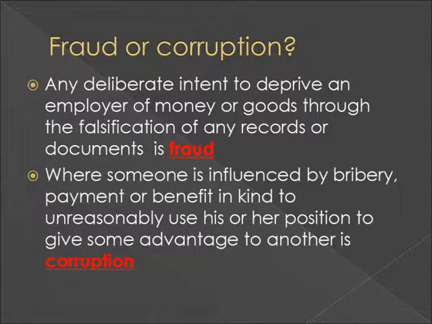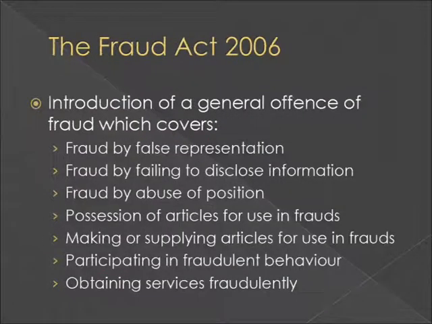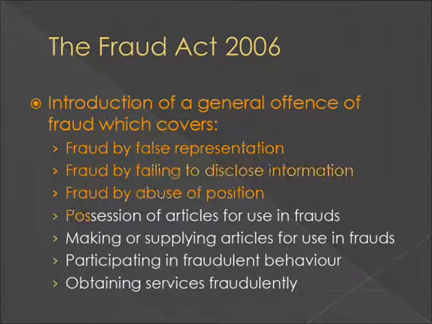In 2006, the Fraud Act was introduced, and it covered the 7 principal areas where a general offence of fraud would be covered, and that includes fraud by false representation, fraud by failing to disclose information, fraud by abuse of position, possession of articles for use in frauds, making or supplying articles for use in frauds, participating in fraudulent behaviour, and obtaining services fraudulently. If you suspect fraud in any of these areas, then you must immediately report it, and you can report it anonymously. You do not need to give your details.